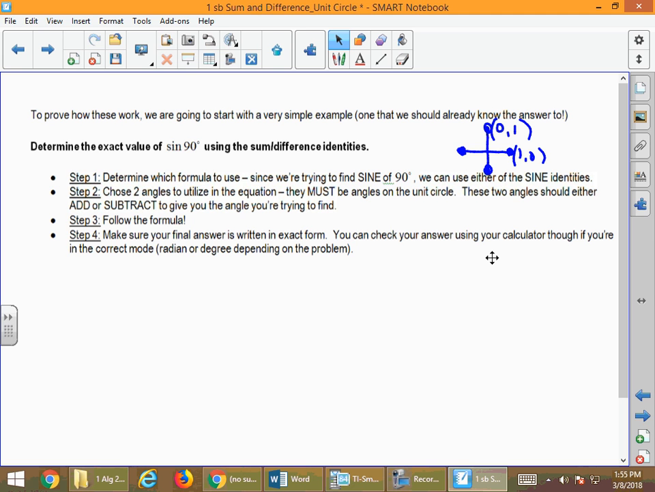So we know the answer here. Let's see how we get the answer with sum and difference identities. The first thing we're going to do is determine the formula to use. Since we're trying to find sine of 90, we're going to use one of the sine ones, in the first box at the top of your paper to the left. Second, we're going to choose two angles to utilize in that equation. The two angles that you choose may be completely different from the two angles your neighbor uses, and you will still come up with the same values.